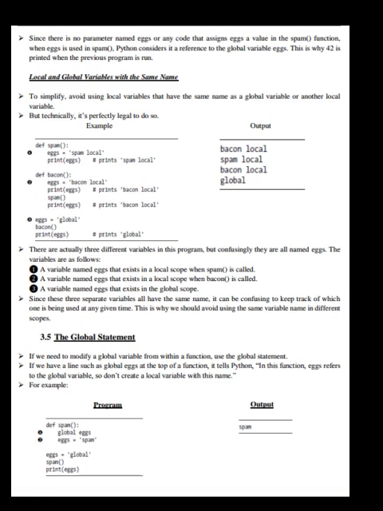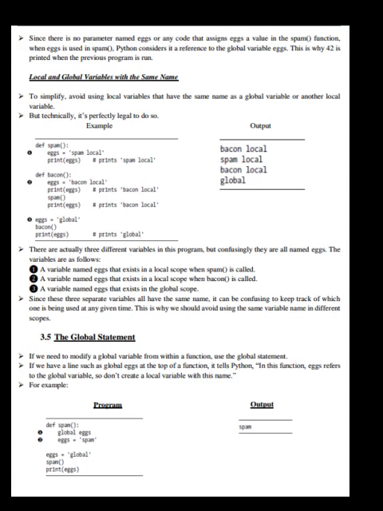Now let us see local and global variables with the same name. To simplify, avoid using local variables that have the same name as a global variable or another local variable, but technically it's perfectly legal to do so. See the example and output here. There are actually three different variables in this program, but confusingly they are all named x.